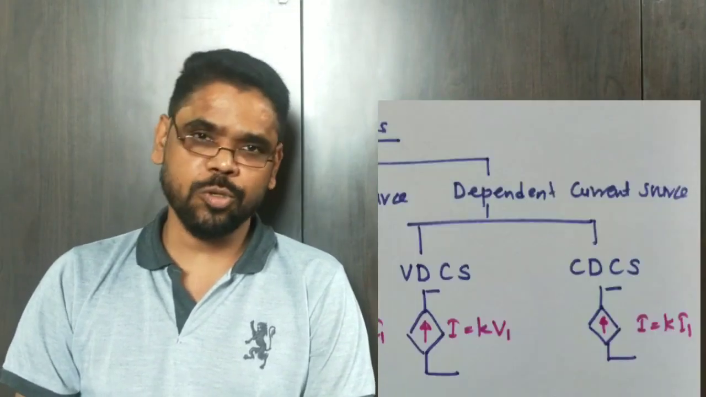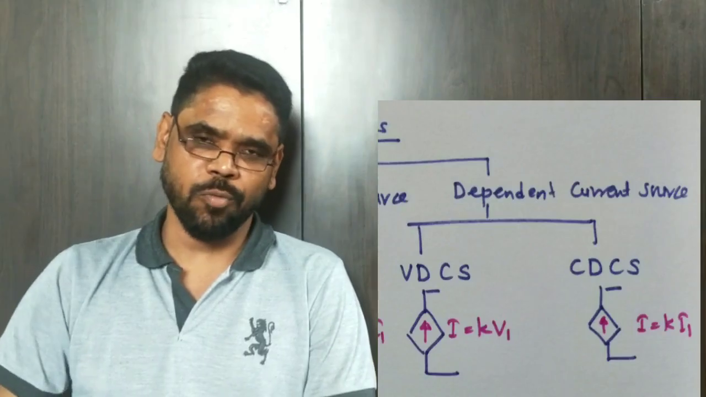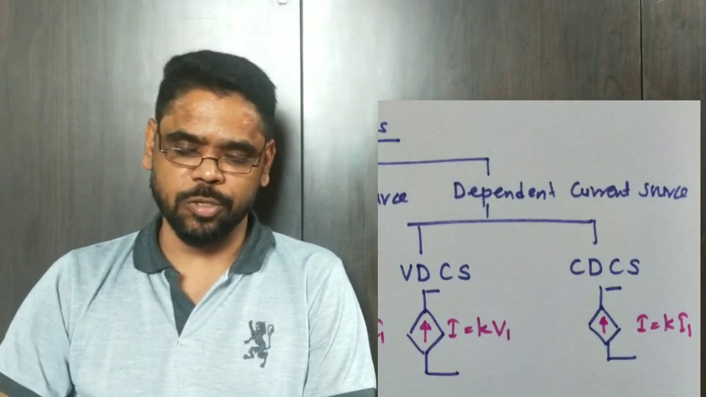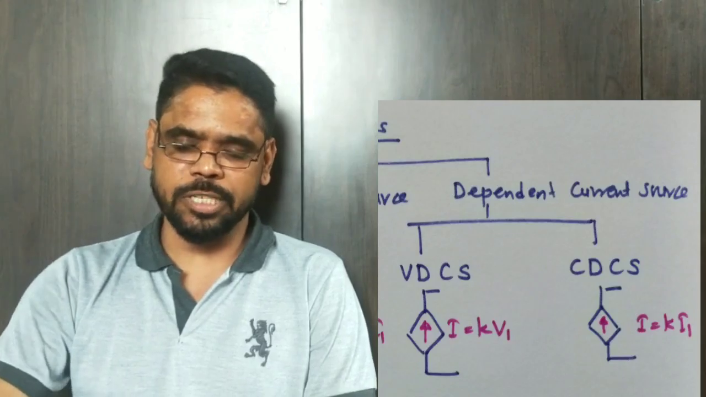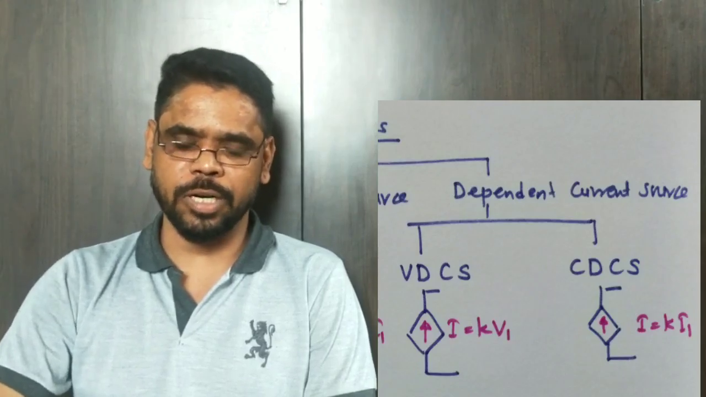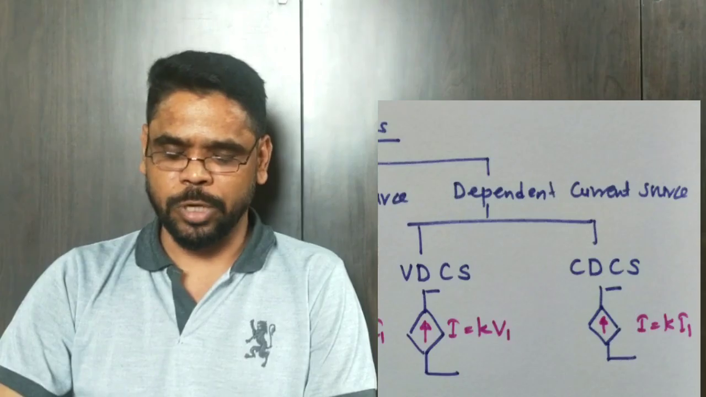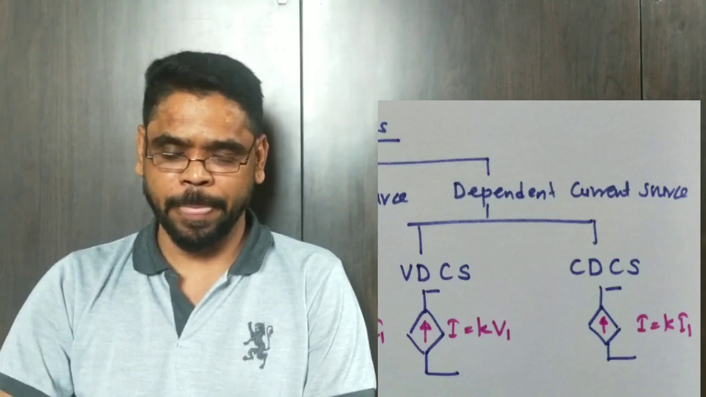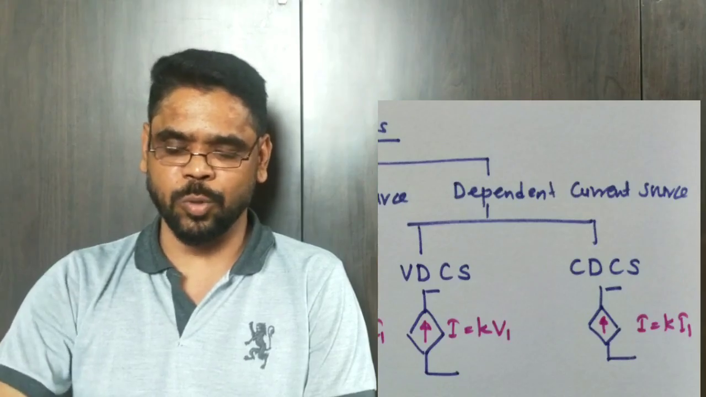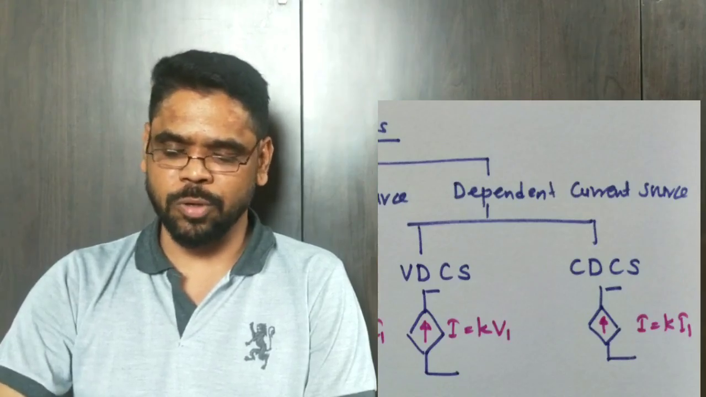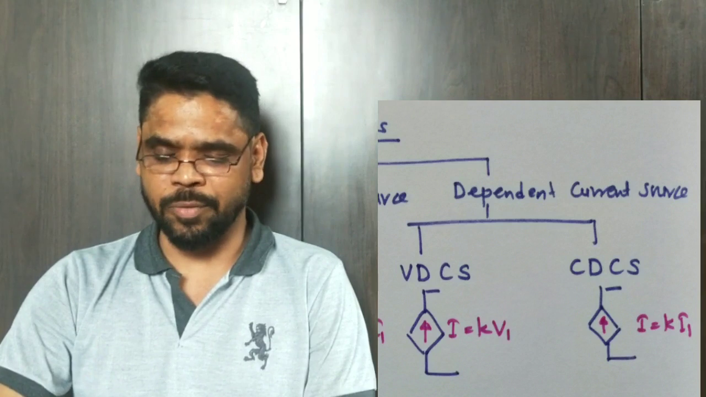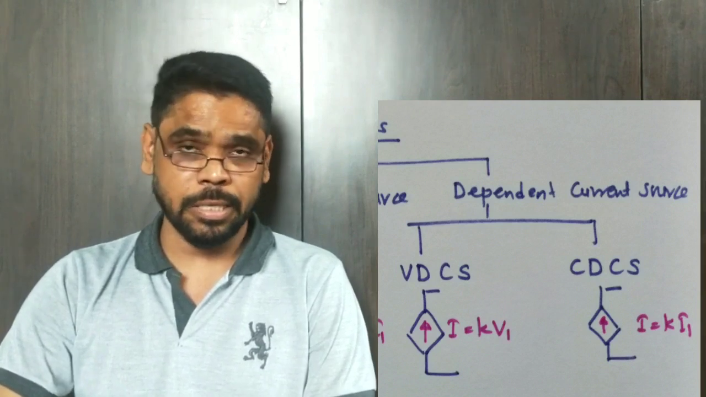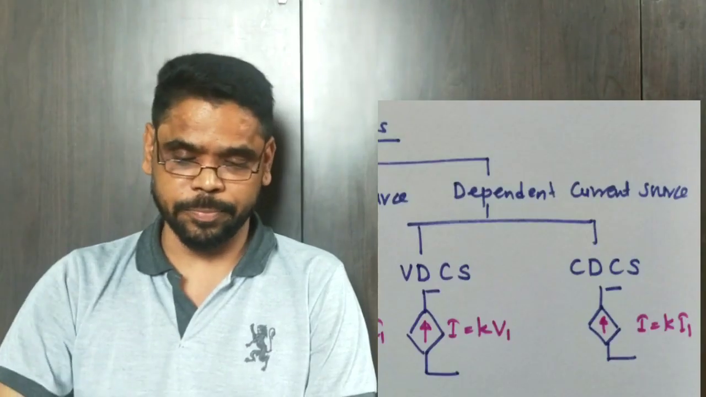Similarly, the current sources are also divided into two types: voltage dependent current source and current dependent current source. In case of voltage dependent current source, the value of current source depends on potential at some point inside the network, that is I equals kV1. Whereas in current dependent current source, the current of the source depends on current somewhere inside the network, that is, the current of the source I is K times I1, where I1 is current somewhere inside the network.